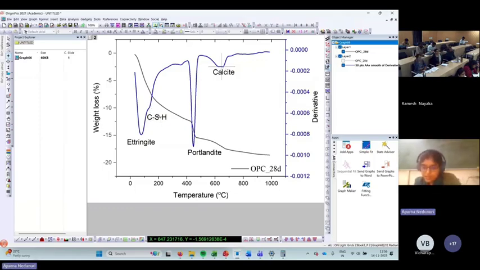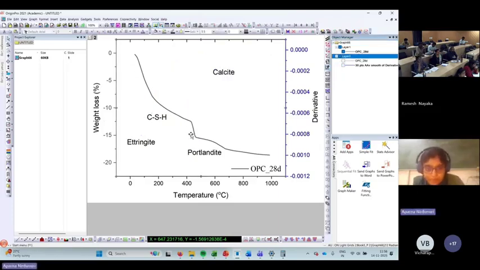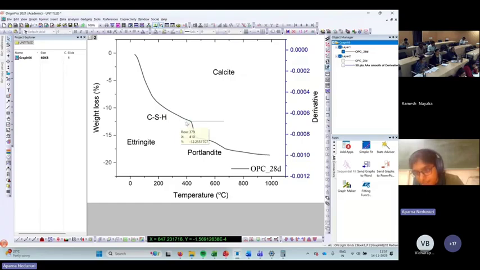Now, CSH will have a continuous weight loss. If you would like to understand the amount of portlandite present, we cannot directly take a straight line and take the y-intercept, because if I take a straight line before the start of weight loss and another at the end of weight loss, this weight loss will include a continuous weight loss coming from previous temperatures, which is due to CSH. What I'm trying to say is that at every temperature, it is not a single phase that is dehydrating or decarbonating. There are several phases dehydrating and decarbonating simultaneously, which results in the weight loss that we are observing.